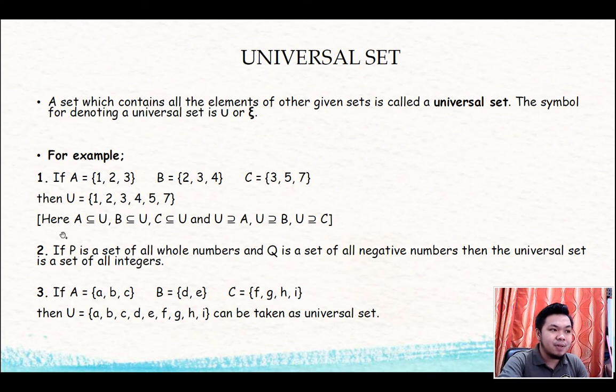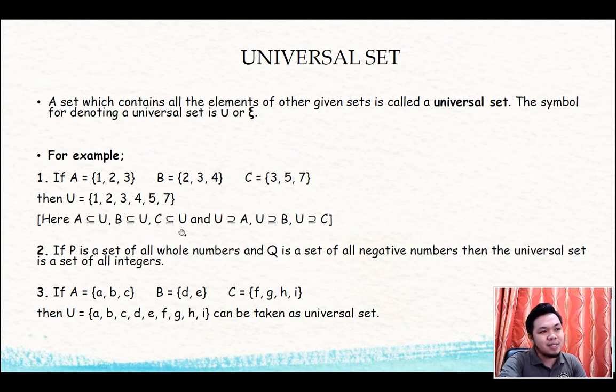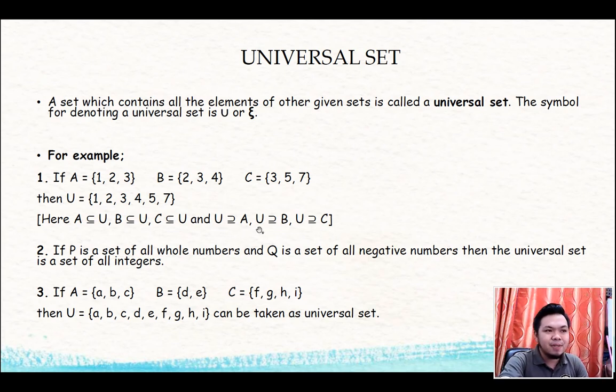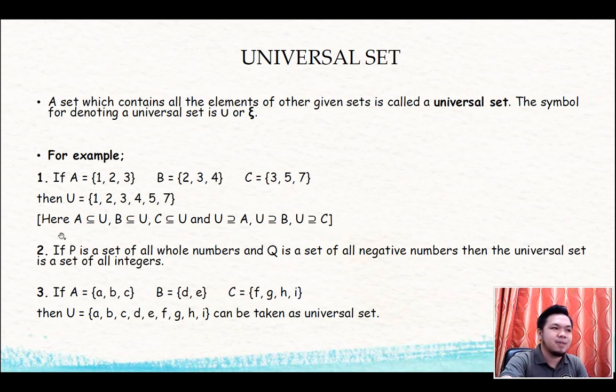Then, here, A is a subset of U, B is a subset of U, C is a subset of U, and U is a superset of A, of B, and of C.